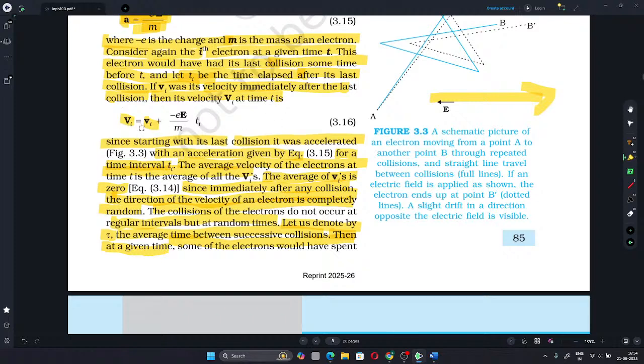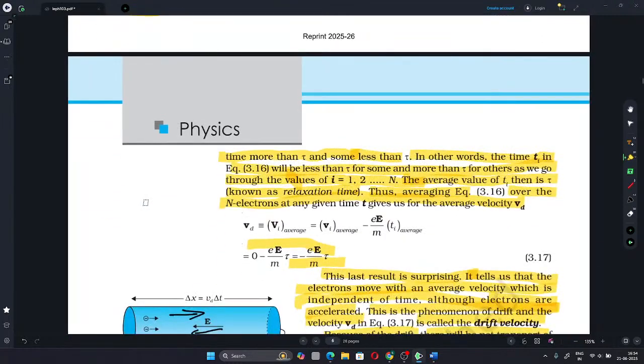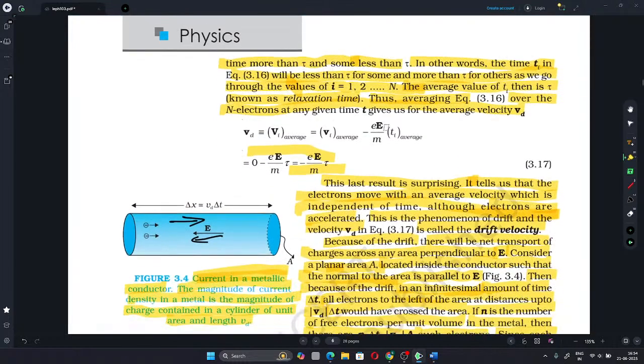Starting with its last collision, after this collision, vi is before collision. After collision, it will get accelerated, and the average of vi's is 0, since immediately after any collision, the direction of the velocity of an electron is completely random. The collisions of the electrons do not occur at regular intervals but at random times. Let us denote by tau the average time between successive collisions. The time difference is different, so we take an average, which we call the relaxation time.